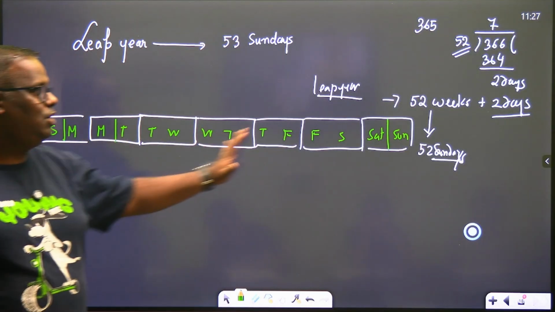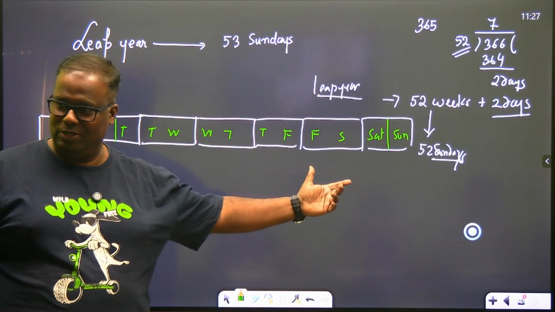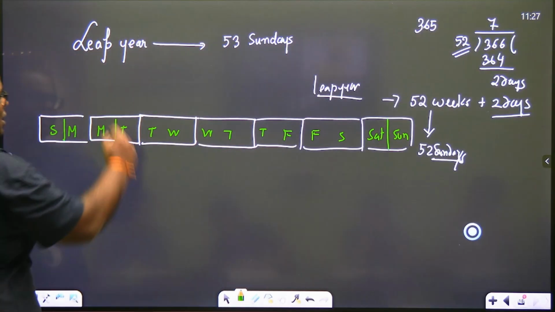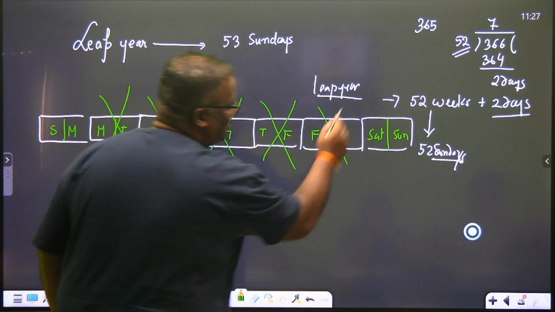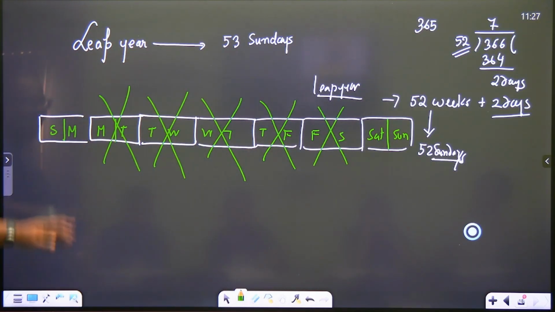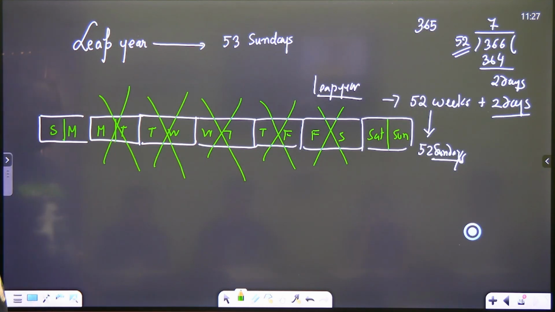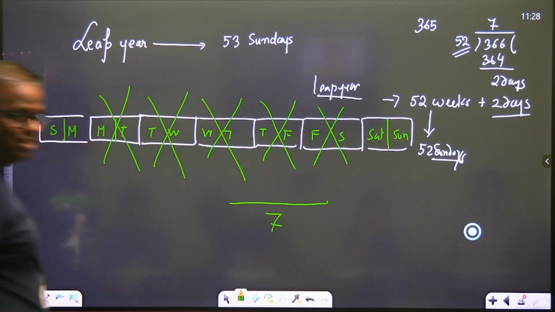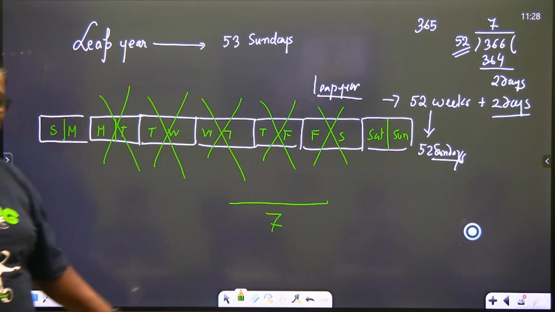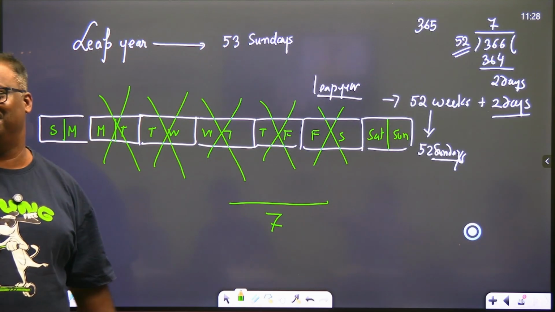The remaining 2 days can be a combination of only these. Do you agree? Out of which this doesn't qualify, this doesn't qualify, because there is no Sunday in this combination. Sunday combination is there in only 2 combinations. How many such days? 7 such days. In this 7 combination, how many combinations satisfy you? 2. The answer is 2 by 7.